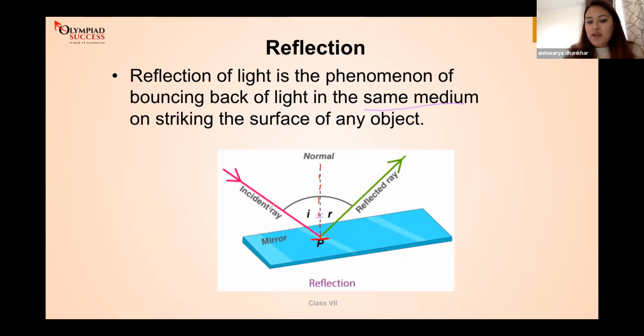And then when we take the angle of incidence from the normal, that is I, and the angle of reflection, that is R, it will always be equal. That means if this is 60 degrees, the reflected angle will also be 60 degrees. Got it? If this is 45, this is 45. This is 30, this is 30. Any doubt till here? No. Great.